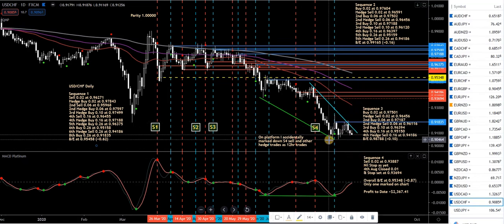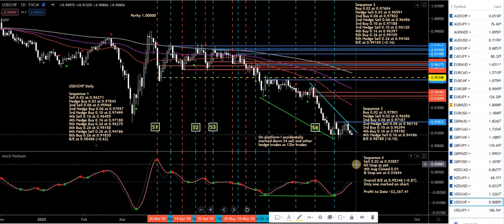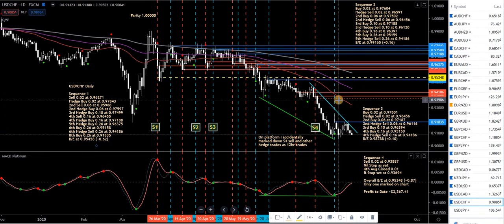Not sure what I'm doing here, but I am in a sell. I think one of them, sequence 4, is a sell, and it's got a stop in place. So I've actually had a win here somewhere, but it doesn't help the overall.